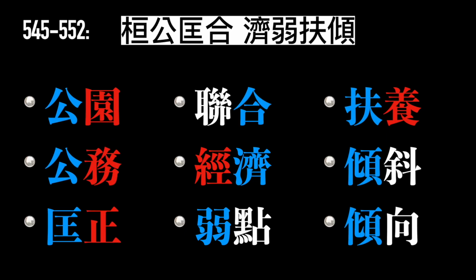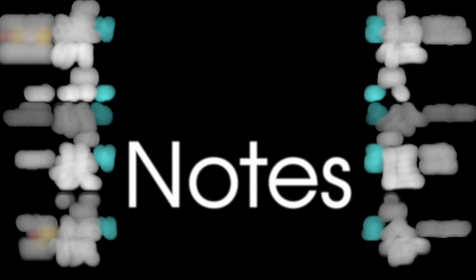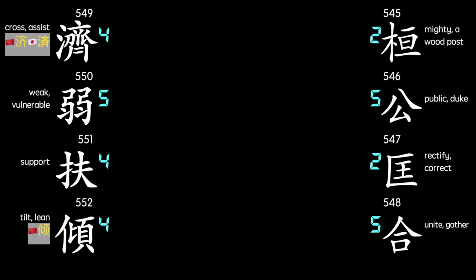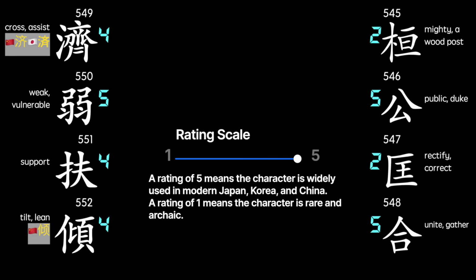Have a look one more time at the words of this lesson. See which ones you remember. Okay, let's move on. Now take one more look at each of the characters and offer a few additional notes for each character. I'll give each character a rating. A rating of 5 suggests the character is common and essential. A rating of 1 suggests the character could be obsolete.